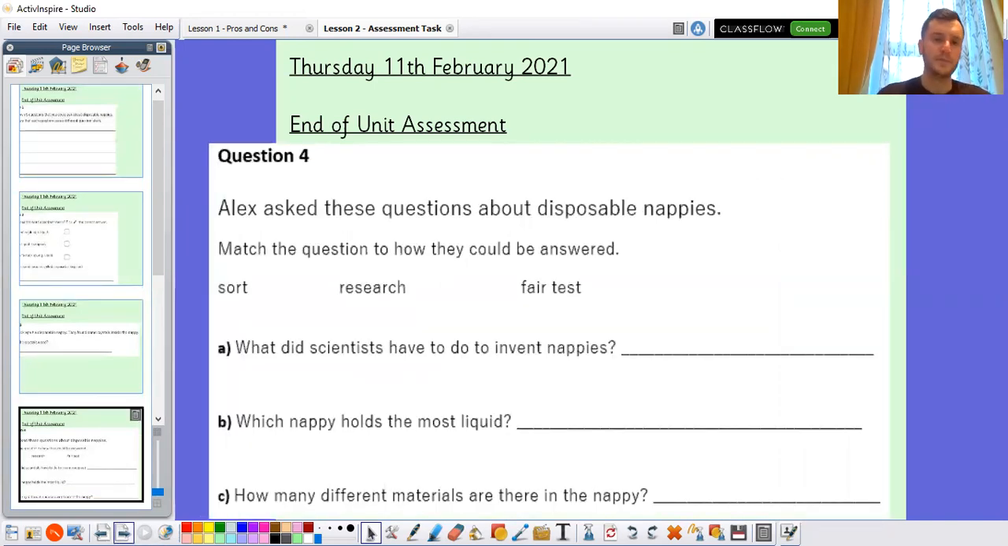Question 4. Alex asked these questions about disposable nappies, and you need to match the question to how they could be answered. So could you sort, research, or fair test? What did scientists have to do to invent nappies? Which nappy holds the most liquid? And how many different materials are there in the nappy?